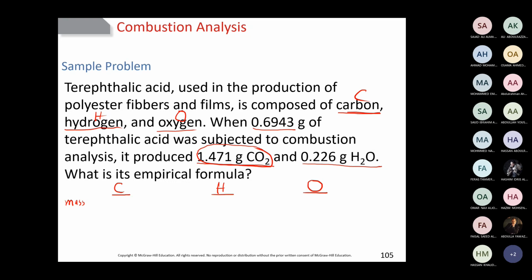0.401. 0.4. Give me more numbers. Give me 4 numbers like this. 0.4014. Good. Okay. How about for hydrogen? How can I get it from this number? Give me the answer for how many grams of hydrogen.